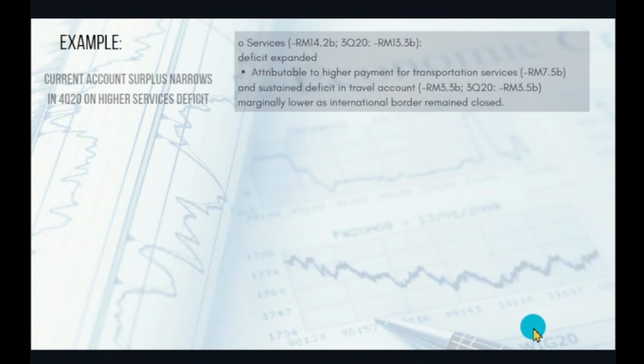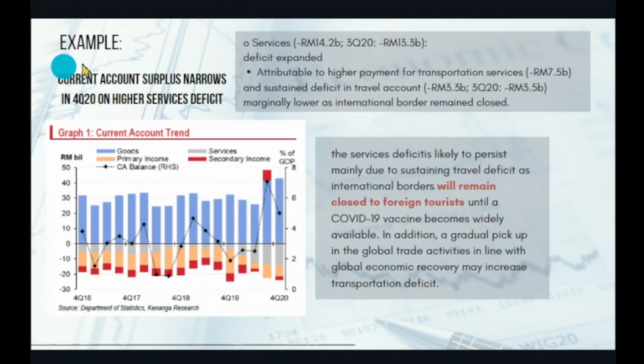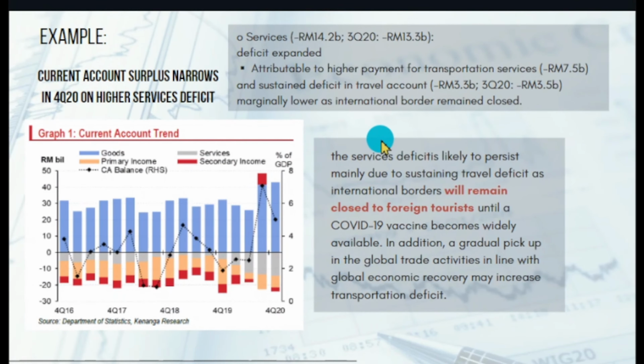So I'm going to give an example: the current account surplus narrowed in the fourth quarter of 2020 on a higher services deficit. We can see here that the services deficit expanded, attributable to higher payment for transportation services and a sustained deficit in the travel account, marginally lower as international borders remain closed. The borders will remain closed to foreign tourists until a COVID-19 vaccine becomes widely available.